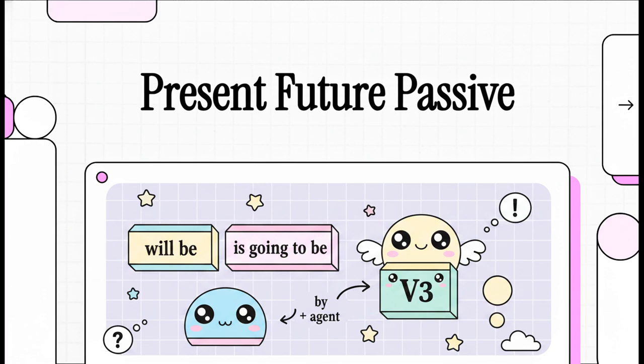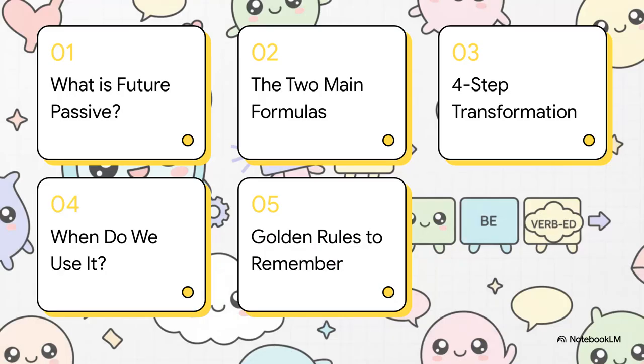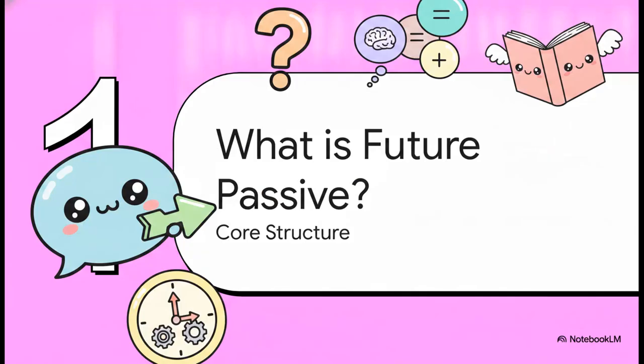By the end of this explainer, you'll be constructing these sentences with absolute confidence, literally treating them like simple building blocks. To keep things super simple, here's our game plan for today. We'll look at what the future passive actually is, the two main formulas, a simple four-step transformation process, when you'd actually use it in the real world, and finally, some golden rules you absolutely have to remember. All right, let's jump straight into part one, understanding the future passive voice.